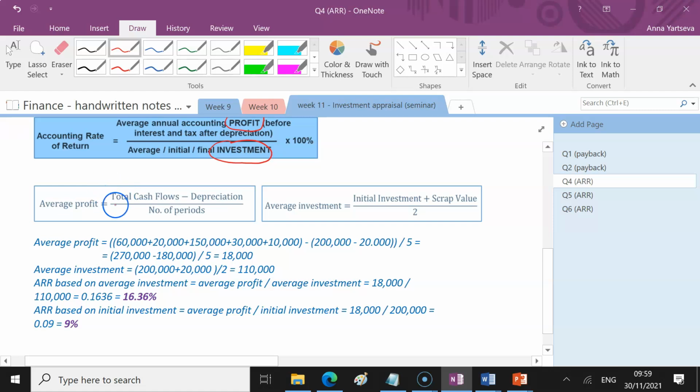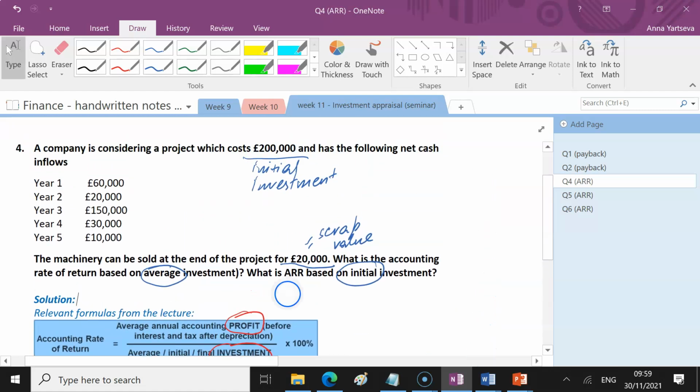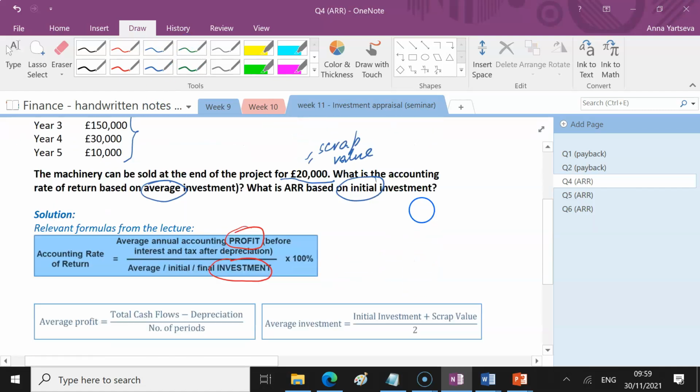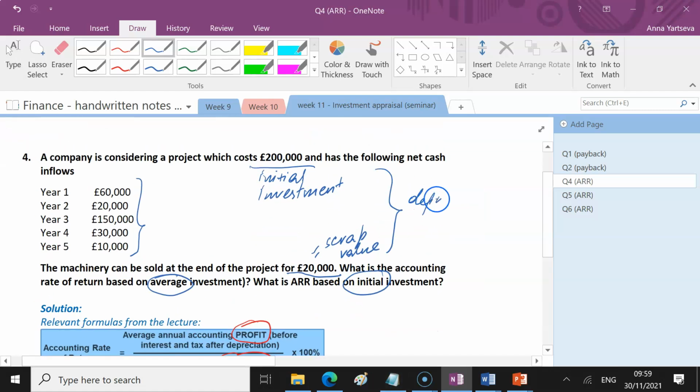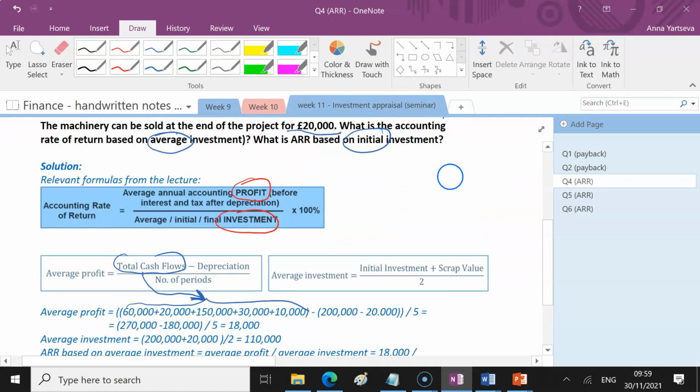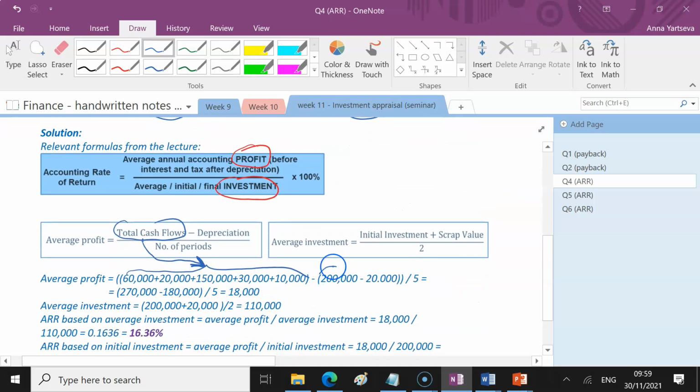To calculate the average profit, we take total cash flows. In other words, we add up all of these figures, 60 plus 20 plus 150 plus 30 plus 10. These are our total cash flows. We add them up, which happens to be 270,000. Next, we need to subtract depreciation. What is depreciation? Depreciation is the difference between the initial balance and the end balance. So 200,000 minus 20,000. This is the total depreciation, 180,000. It's a reduction in value of our asset.